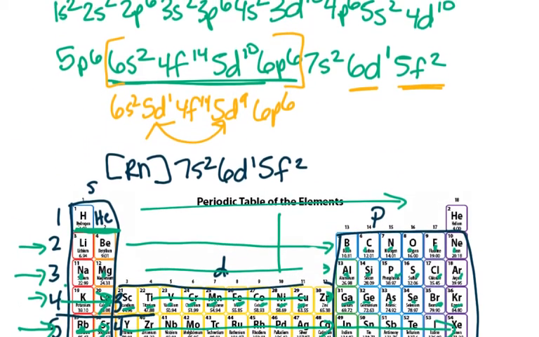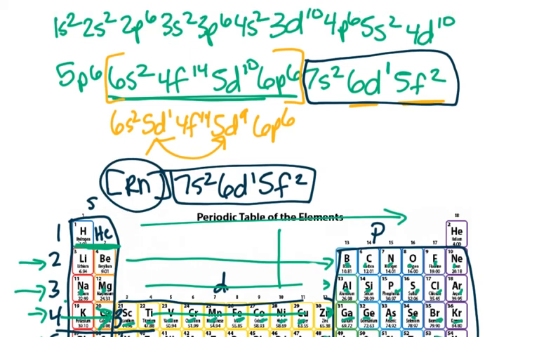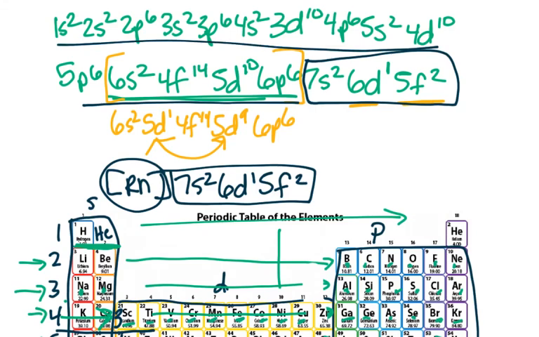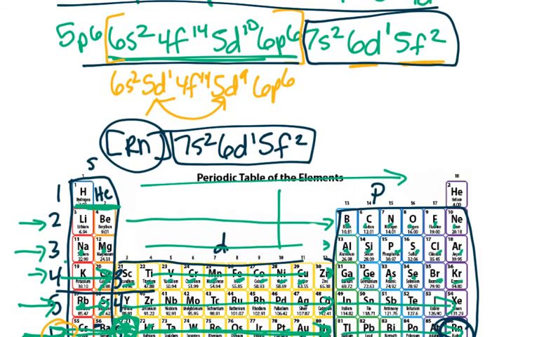So the end part of my electron configuration should match the end of my noble gas configuration. These brackets here are just accounting for all of this, so we don't have to go through and write the whole periodic table. Okay, so that was the electron configuration and noble gas configuration for Pa, protactinium.